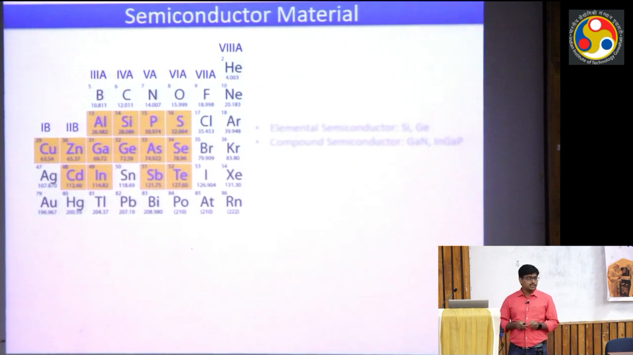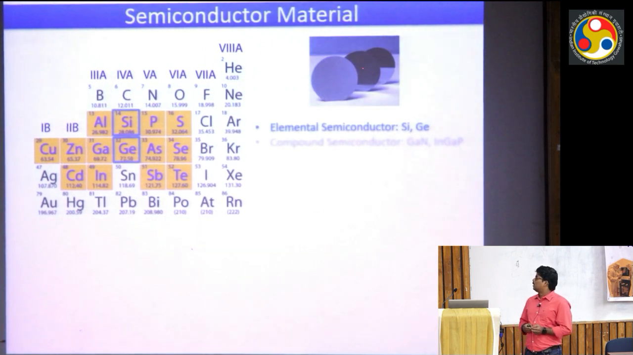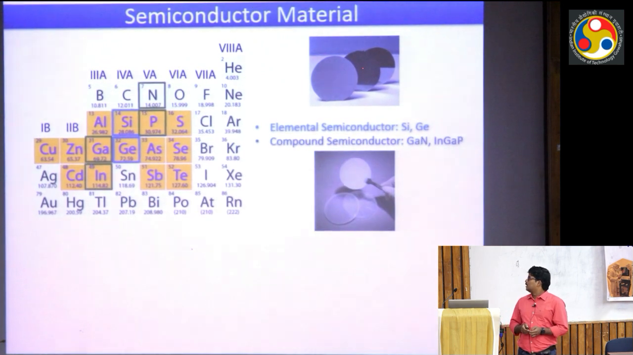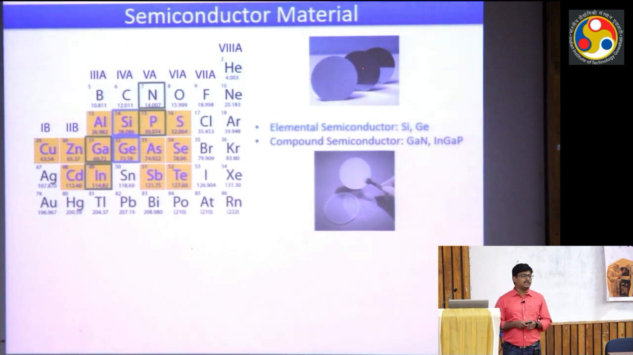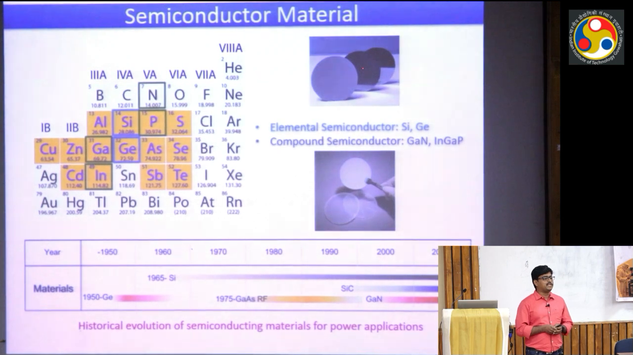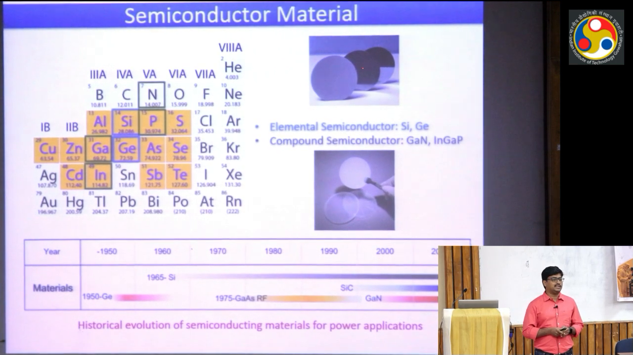Just to recapitulate quickly, what is a semiconductor material? Silicon and germanium are the widely known elemental semiconductors. Along with these elemental semiconductors, we have compound semiconductors, where we have two different atoms coming from group 3, that is gallium, aluminum or indium, and group 5 in our periodic table.